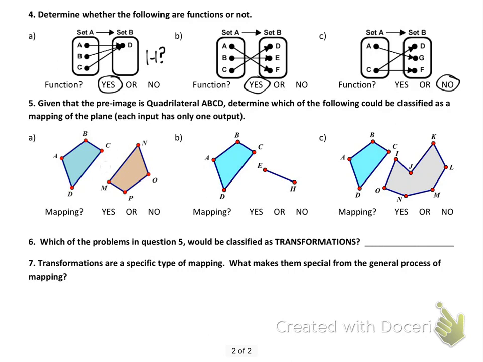So for A, is that one-to-one? No. Is this one one-to-one? Yes. And then this one isn't even a function, so it's not going to be one-to-one. We don't have to worry about that.